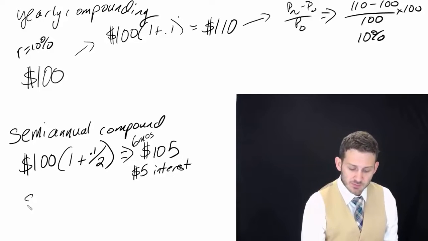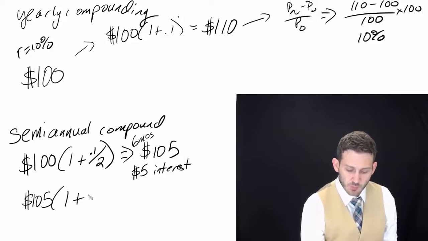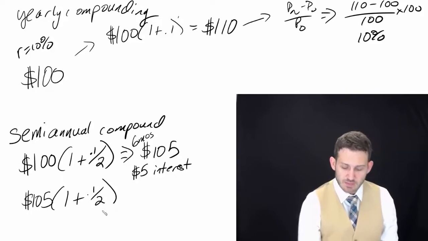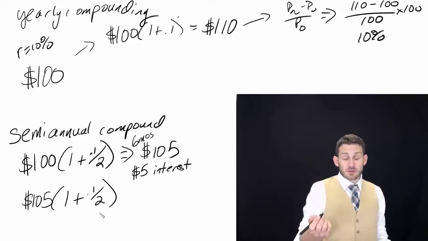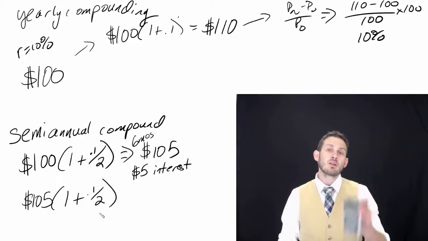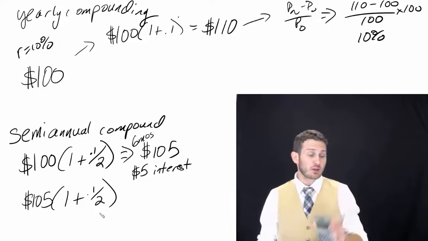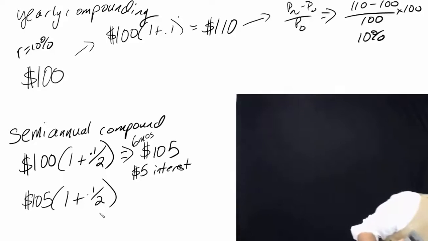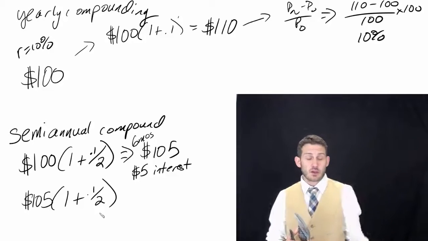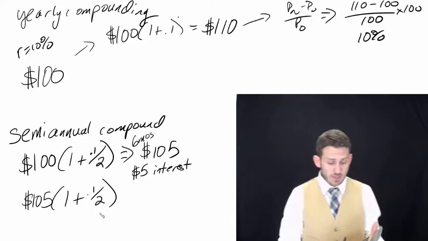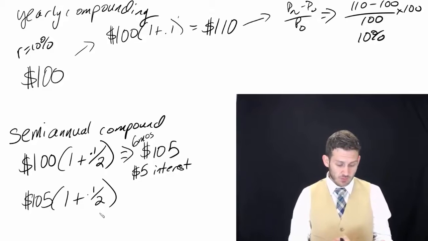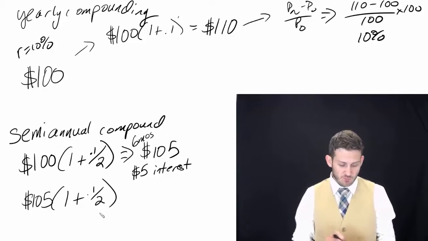Because in the second 6 months, we have that $105, and then we're still multiplying it by the same thing we just did there, that 5%. And so what we can do is pull out a trusty calculator. For this question, we can use an old calculator like this. Alternatively, we can use our financial calculator. But we're going to take our $105 and multiply it by 1.05.